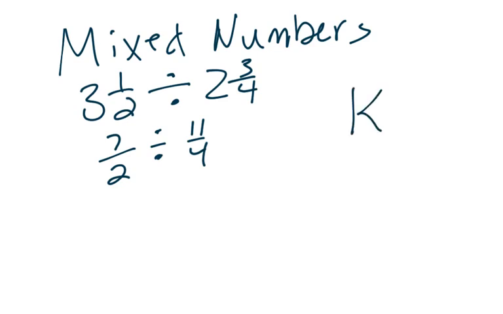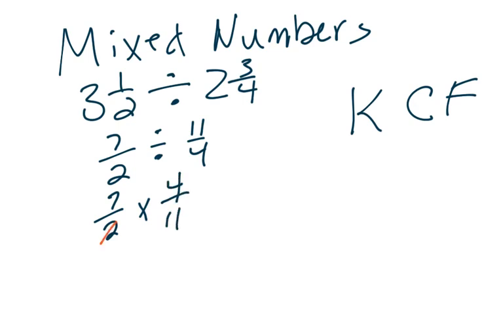So then I'm going to go through keep, change, flip. So I'm going to keep 7 over 2. I'm going to change division to multiplication. I'm going to flip 11/4 to 4/11. Here's where I cross simplify. 2 goes into 2 once, 2 goes into 4 twice.